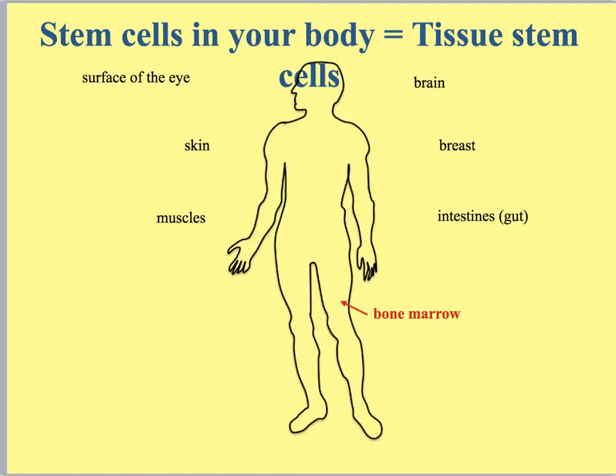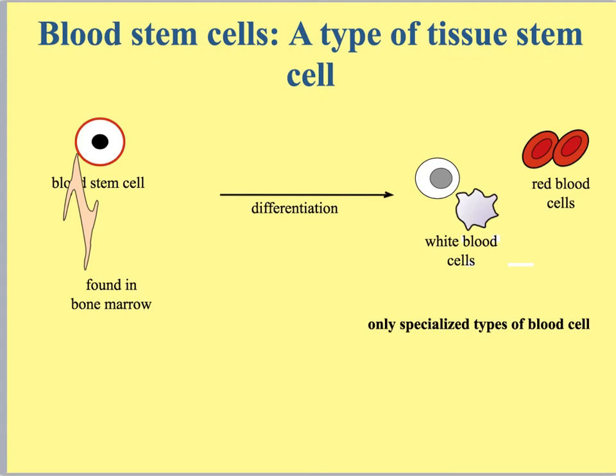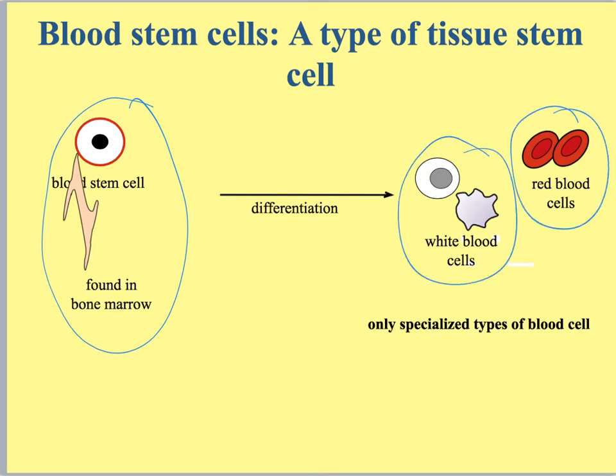So, for example, here is a blood stem cell here. It's found in the bone marrow. Now it's only able to differentiate into different types of blood cells, specialised blood cells, like white blood cells or red blood cells. This type of stem cell wouldn't be able to differentiate into a lung cell or into a skin cell or whatever. So it has a more limited range than an embryonic stem cell.